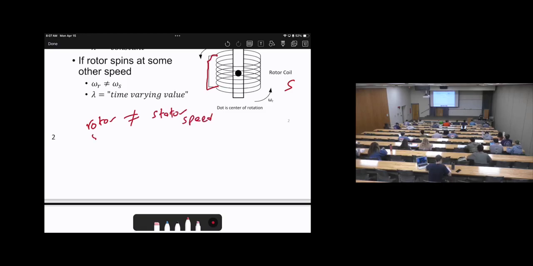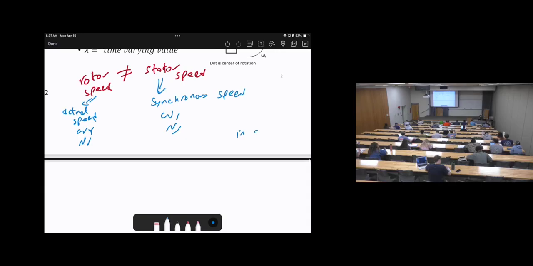Stator speed, in other words, we will call synchronous speed, which is omega s or ns. Rotor speed is the actual speed, which we will call omega r or nr. Recall that in synchronous machines, we used to say omega s and omega r are the same, while here they will be different. So in a synchronous motor or generator, omega r equals omega s, and nr equals ns.